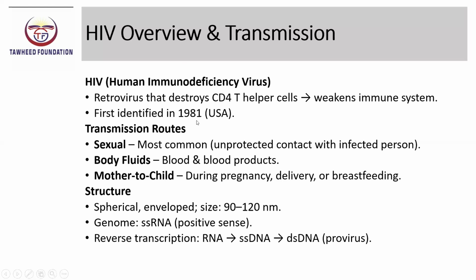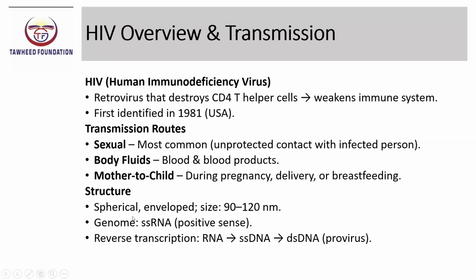So in early 1981, when discovered in the United States, transmission is through sexual transmission, body fluids, and mother to child. The most frequent mode of transmission of HIV is through sexual contact with an infected person. Body fluids: HIV transmission is via blood and blood products. Mother to child transmission occurs during pregnancy, during delivery, or through breast milk.